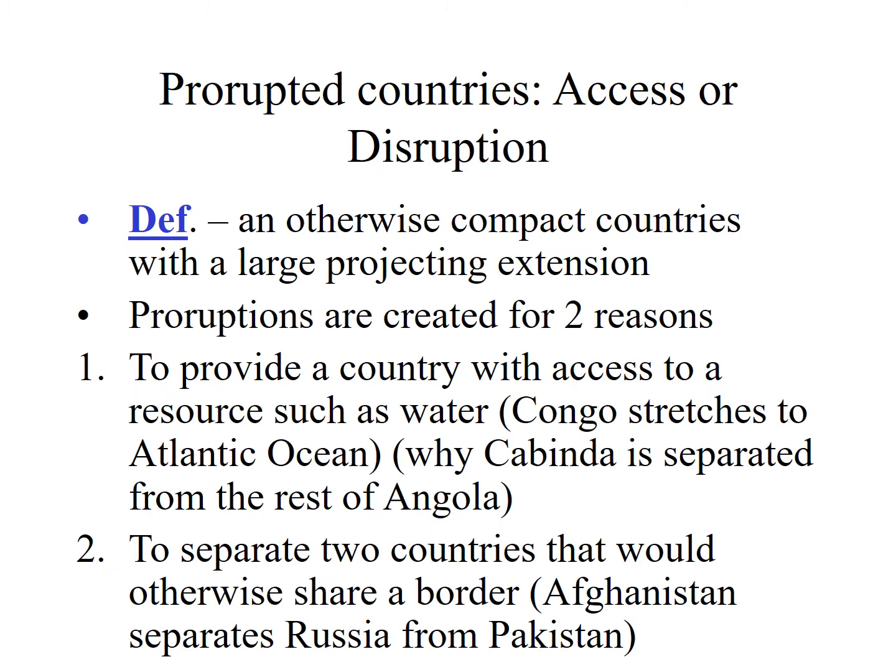Prorupted countries usually have areas where it's easy to disrupt. And if we look at this, for example, Afghanistan separates Russia from Pakistan, and Afghanistan and Pakistan both have strong Muslim backgrounds. A lot of people are Muslim, where Russia is not. Another area such as Congo stretches to the Atlantic Ocean, and we have proruptions, which can cause many issues here.